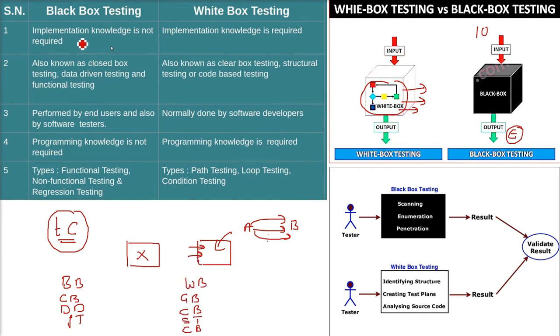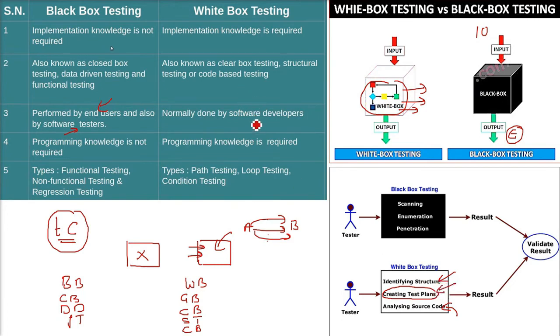Black box testing is generally performed by the end user because he is not aware of what is inside, and some independent test group can also perform it. But white box testing, because the internal structure has to be known, identifying the structure, creating the test plans, analyzing the source code, can only be done by the developers. So it is normally done by the software developer, the programmer or the software team.